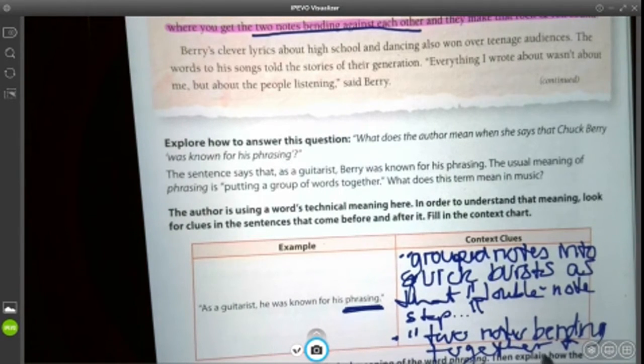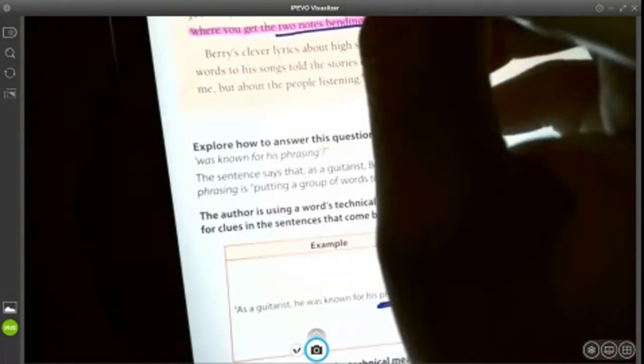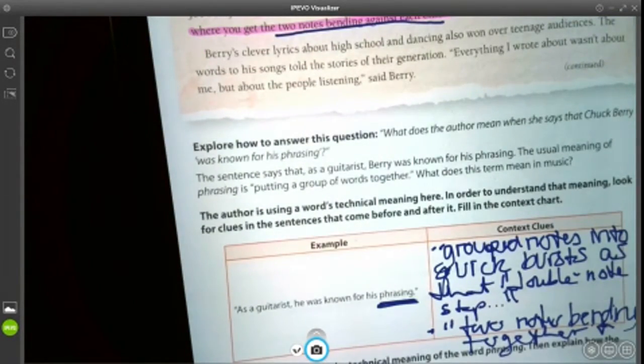means, or I'm going to say phrasing is when a musician groups notes together to make a particular sound.